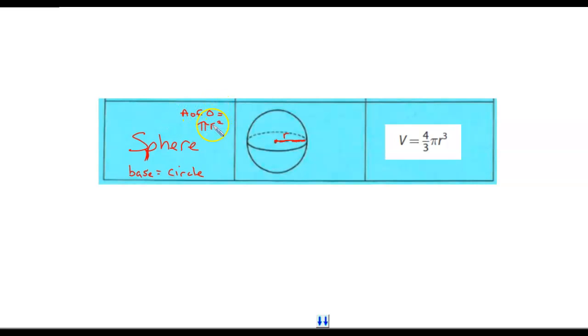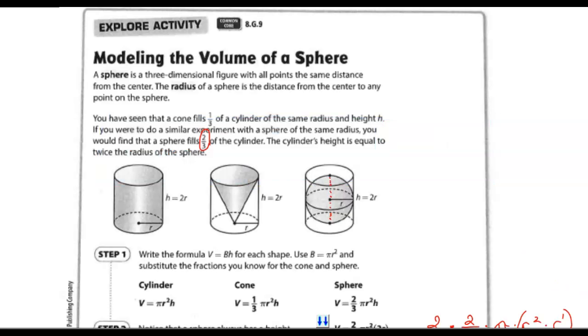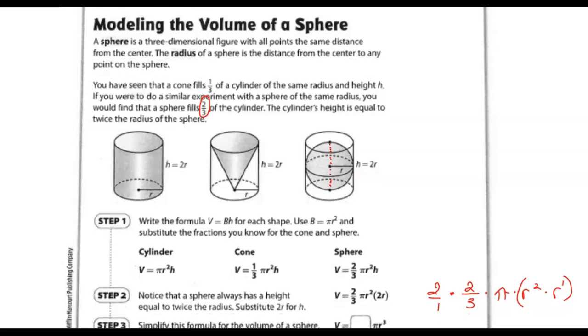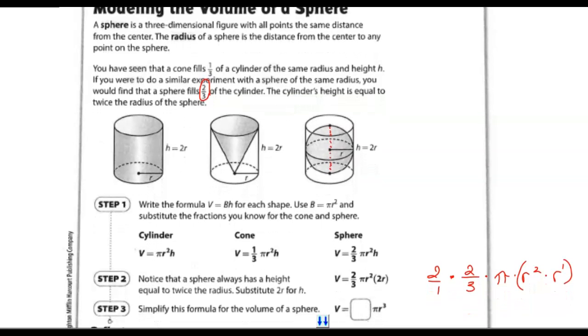The area of a circle is pi times radius squared. And I'm going to show you how we come up with that. Alright, so a sphere is a three-dimensional figure with all points the same distance from the center. The radius of a sphere is the distance from the center to any point on the sphere. So no matter where I have it going out, it's going to be the same distance from the center. It doesn't matter which one it is.